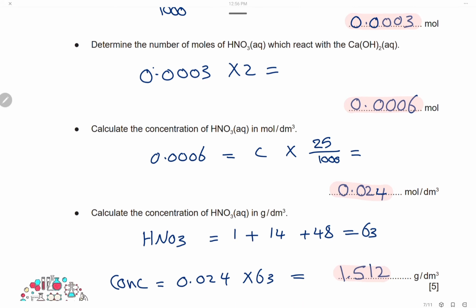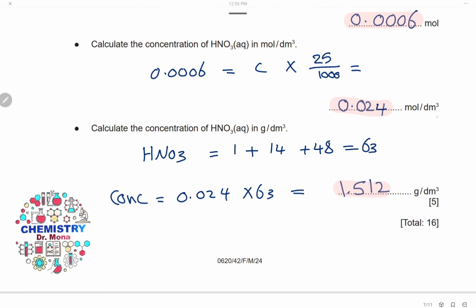Then we want to convert the concentration from mol per dm3 into grams per dm3. This will happen by multiplying by the Mr of nitric acid. The Mr of nitric acid will be 1 for hydrogen, 14 for nitrogen, and 48 for oxygen, 16 times 3. So the Mr of nitric acid will be 63, and the concentration will be 0.024 times the relative formula mass of nitric acid, which is 63. So the concentration will be 1.512 grams per dm3.